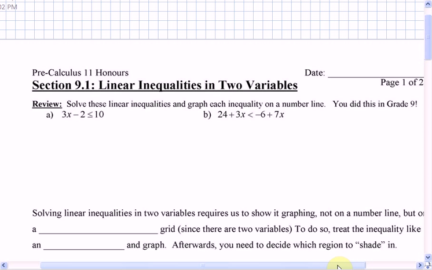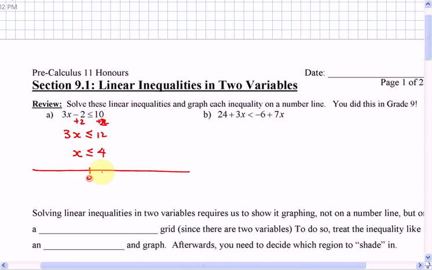But if we look at example A, I guess the first thing we can do is just add 2 to both sides. And so we get 3x is less than or equal to 12. And then to solve for x, like before, we would divide both sides by 3, so x is less than or equal to 4. And of course, if we wanted to draw a number line, here's 0, 1, 2, 3, and 4. We'll draw a big dot and we'll make it solid because of the equality. And since it's less than, we'll shade in everything to the left.